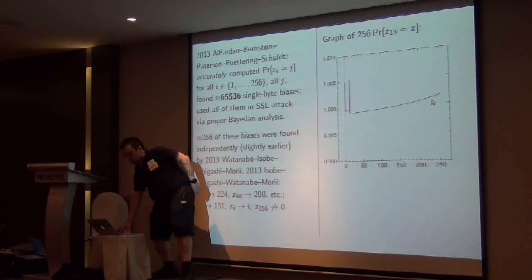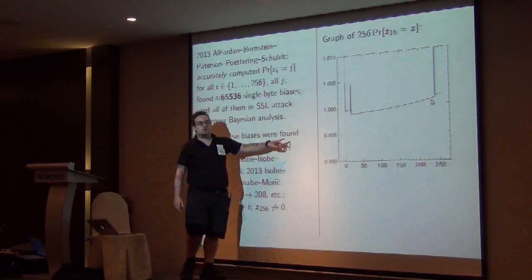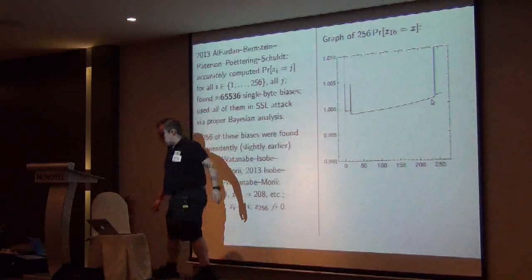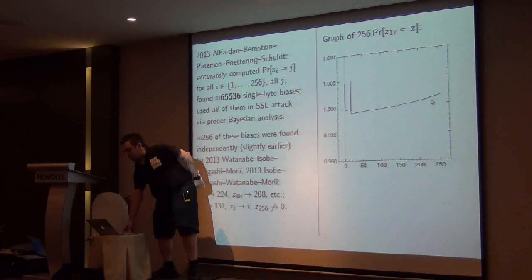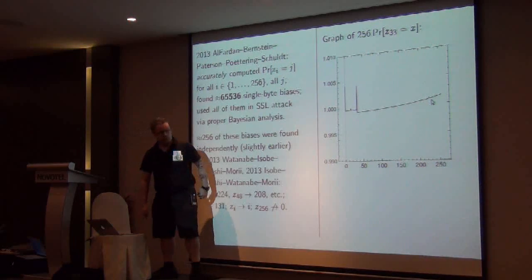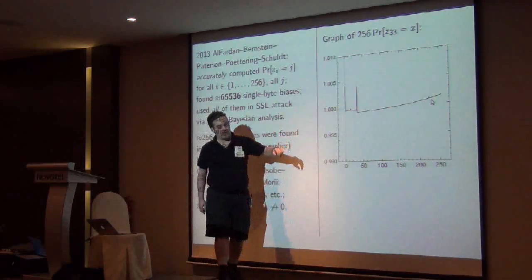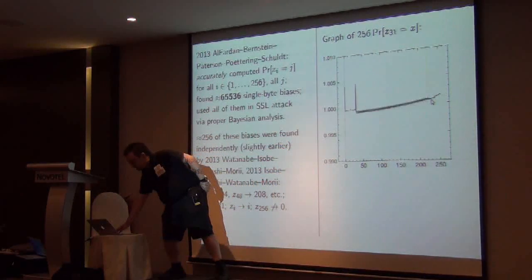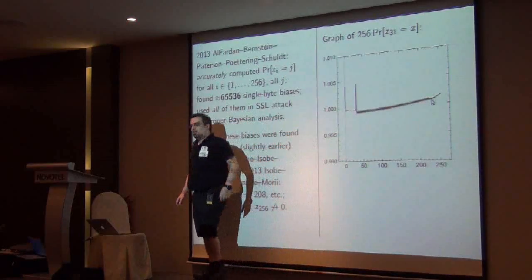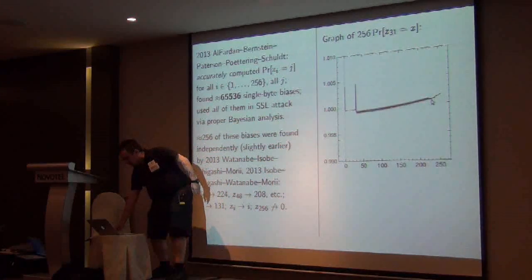Eventually, you see the key length dependent biases, like here's this bias towards minus 16. And this is starting to get into the range where you can use this to attack SSL. You keep going like this. So, for instance, here's Z33, and I should have emphasized back at Z31, there's this funny fuzziness to it.